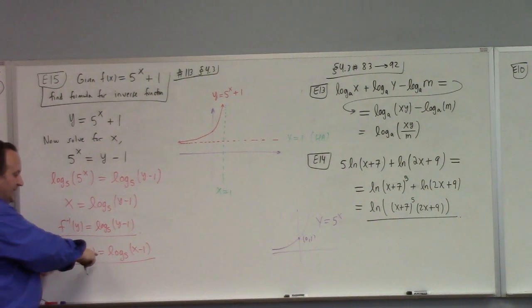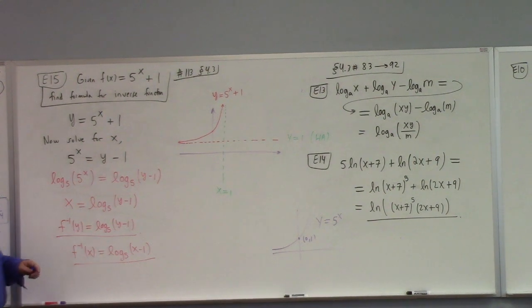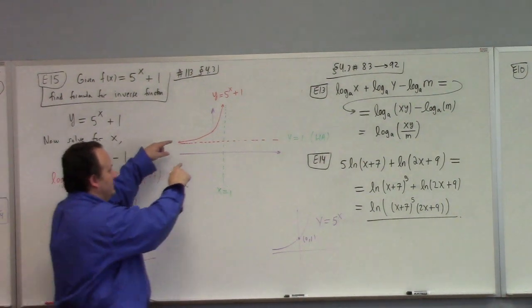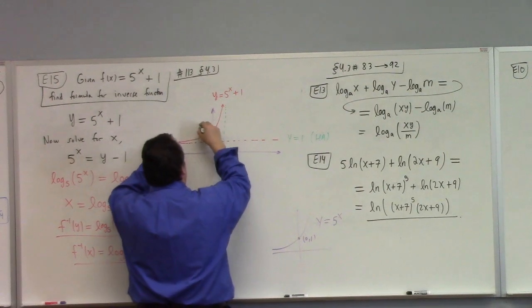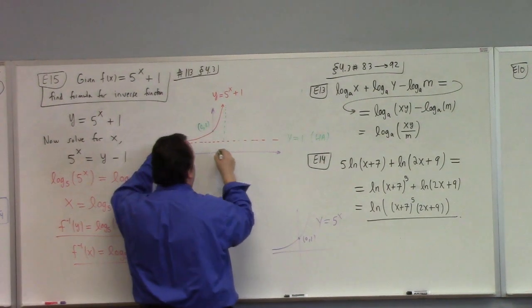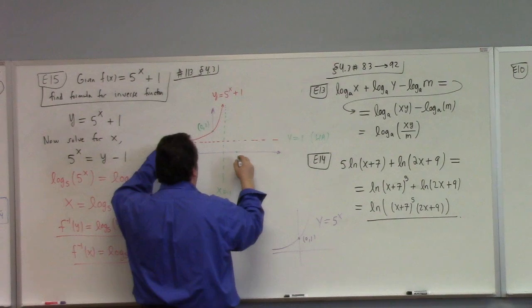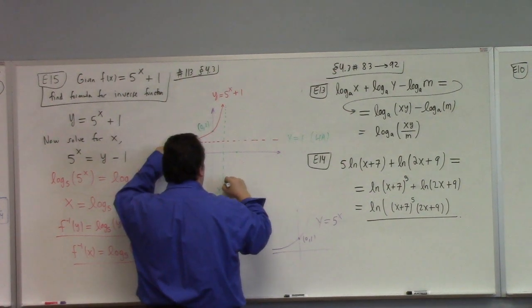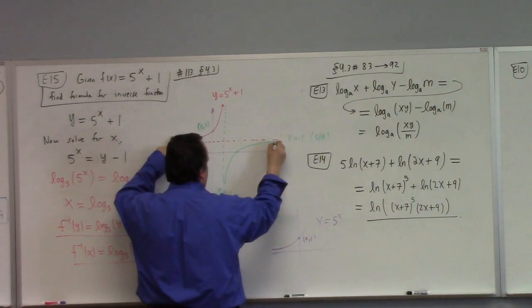What's the graph of log base 5 of x minus 1 look like? Like I said, it has a vertical asymptote of 1, and it's the reflection of this. So this point right here is 0, 2. There's a 2, 0 point on the graph of the inverse function, and so it looks something kind of sort of like this.